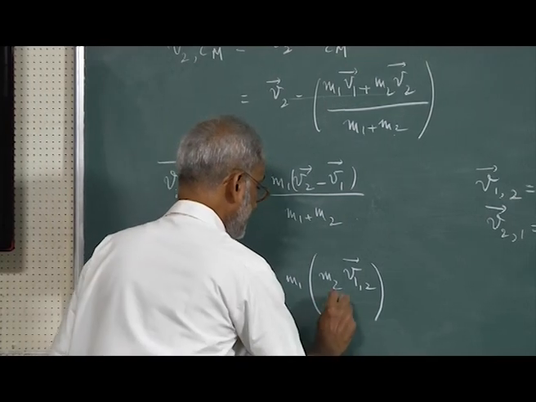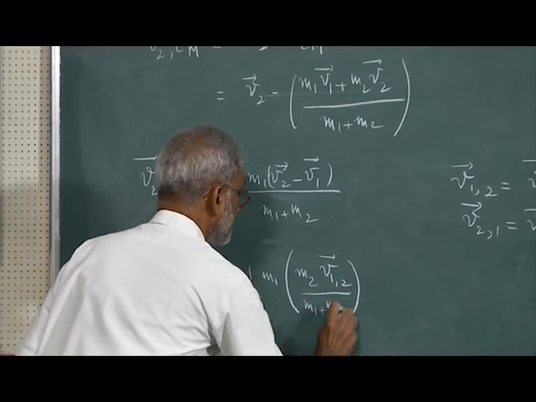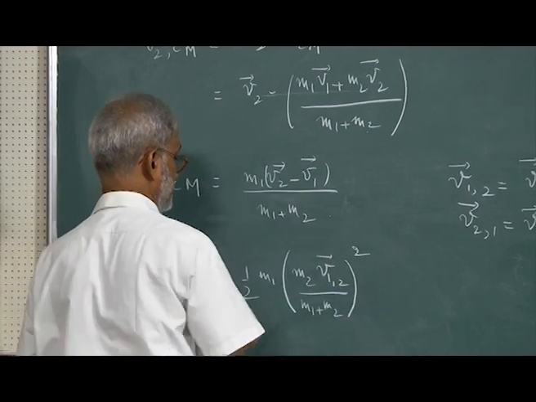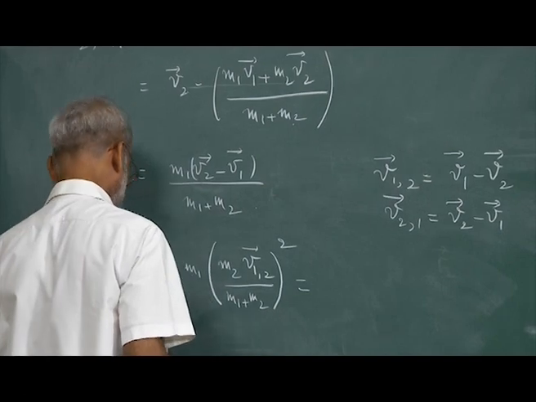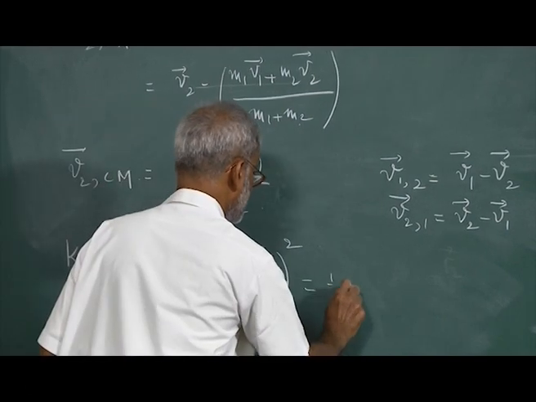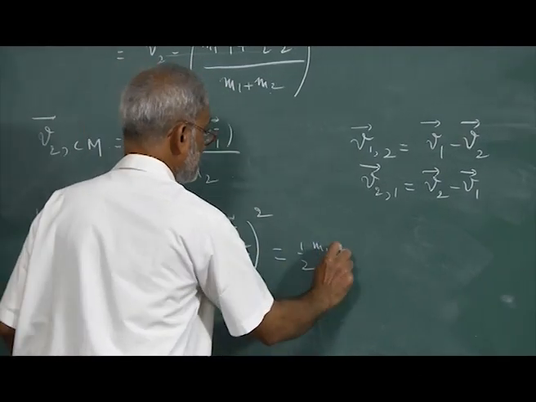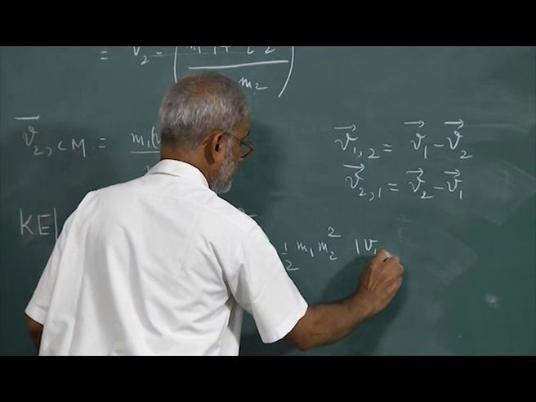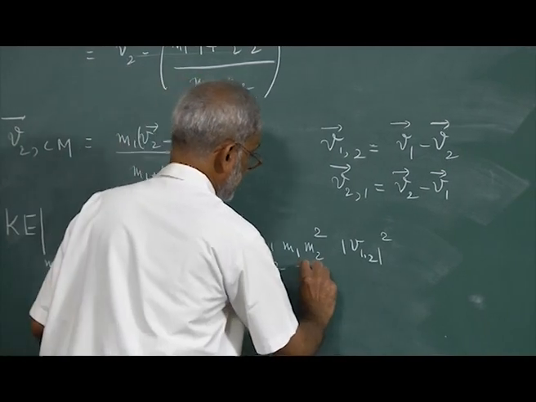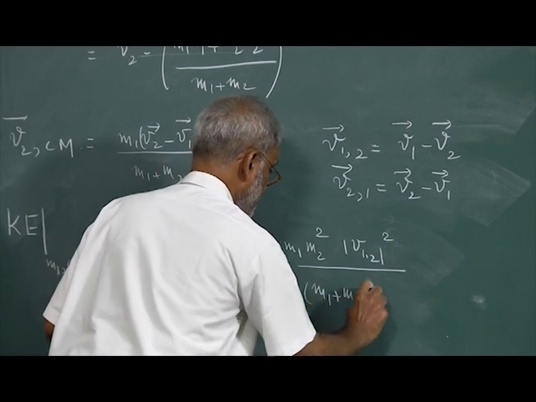Okay, that divided by m1 plus m2 whole squared. So, I can do this calculation, and what I will get is half of m1, then m2 squared, then magnitude of V12 squared, divided by m1 plus m2 the whole squared.